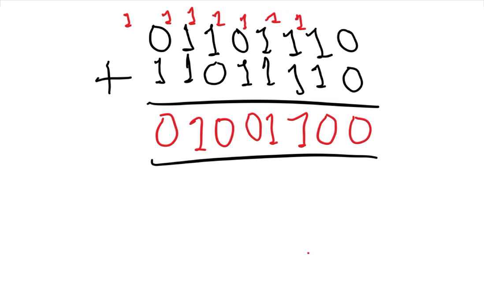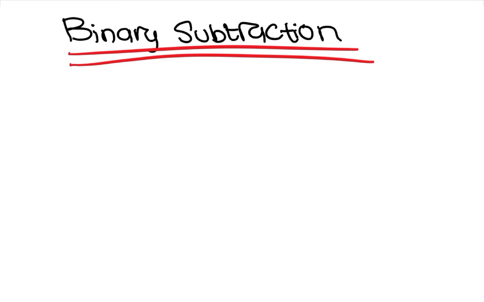The greater the number of bits which can be used to represent a number, then the larger the number that can be stored. For example, a 16-bit register would allow a maximum denary value of 65535 to be stored. A 32-bit register would allow a maximum denary value of 4,294,967,295 and so on. Now let's talk about the binary subtraction.